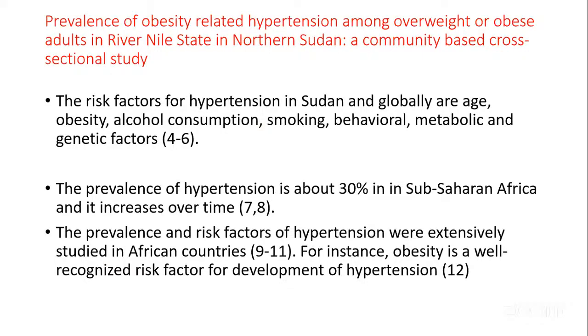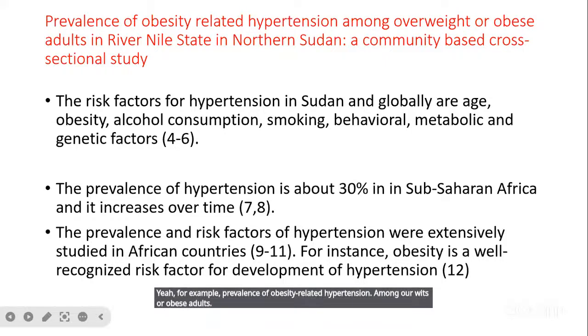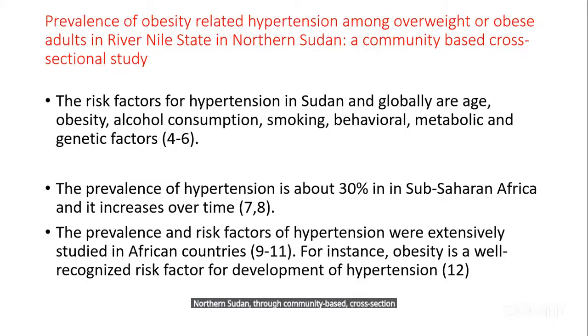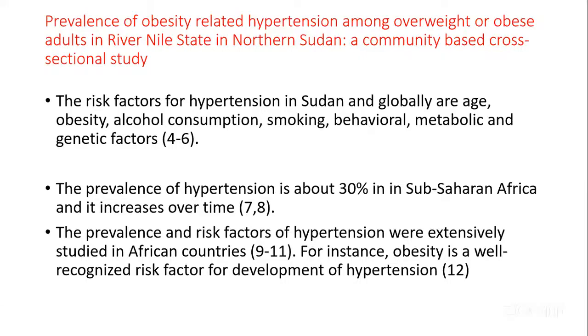We have, for example, "Prevalence of obesity-related hypertension among overweight or obese adults in the River Nile State in northern Sudan: a community-based cross-sectional study." Are you following me? Yes, sir. Yes, we are. All right, thank you.